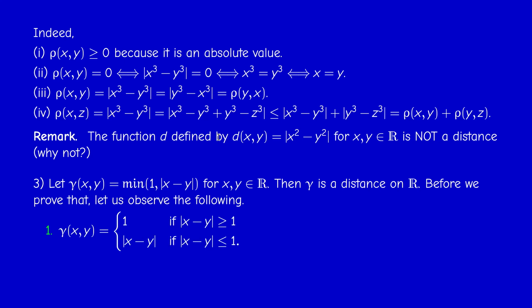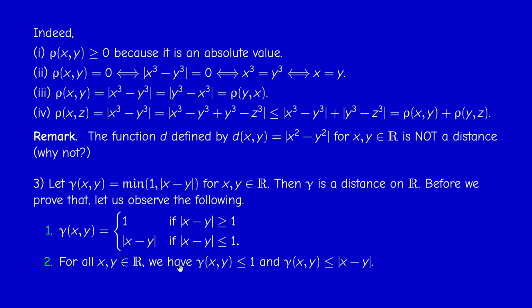Okay, we have to observe something important, that we can rewrite gamma of xy as, so gamma of xy is either 1 if the absolute value of x minus y is bigger or equal than 1, because it's the minimum. If x minus y is bigger or equal than 1, then the smallest between these two numbers is 1. If x minus y is less or equal than 1, then the minimum is x minus y in absolute value. So this is the same thing. So we can write it either as the minimum or in this form. Okay, this is what we have to observe.